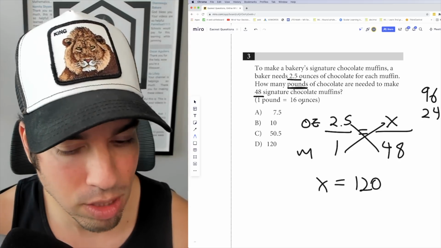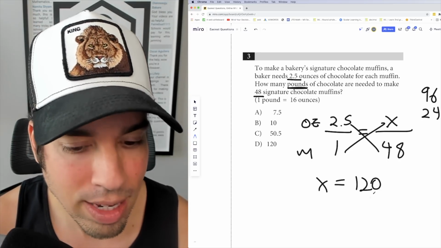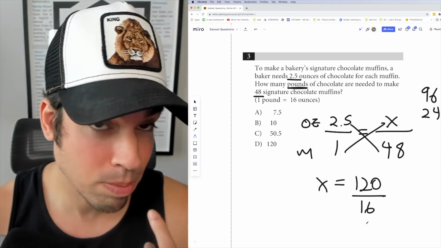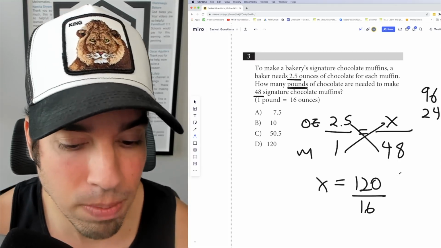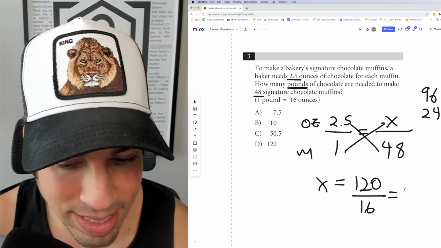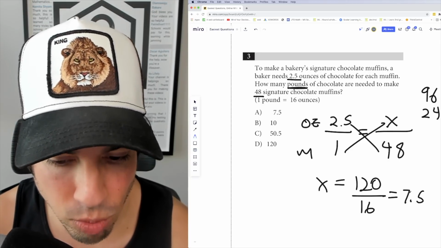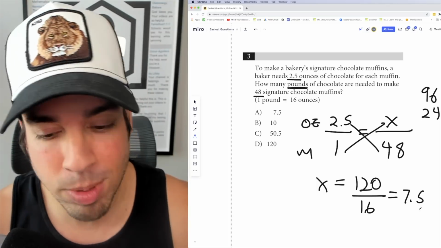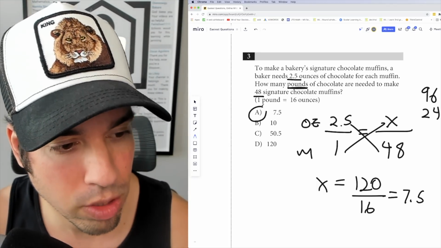Now we need to convert this to pounds. So how do I do that? I divide this by 16, right? 16 ounces is 1 pound, 32 is 2, etc., etc. 16 goes into 120 7.5 times, right? 7 times 16 is 112, plus half of 16 is 8. That gives me 120. A is the winner. Done.